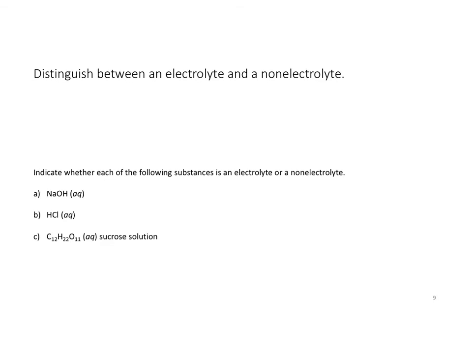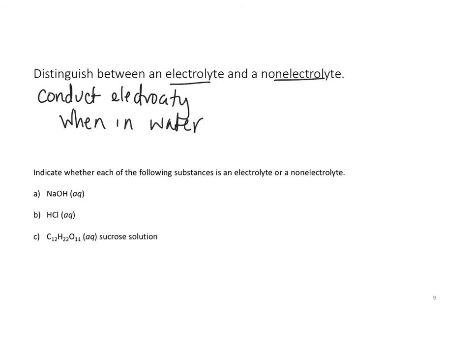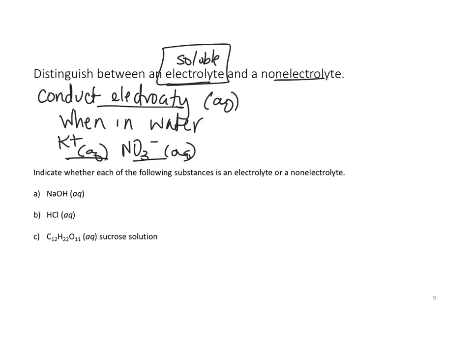Distinguish between an electrolyte and a non-electrolyte. You will have to classify compounds as electrolytes and non-electrolytes. Electrolytes conduct electricity when in water. So the way electricity conducts in water is if you break up things into ions. So potassium nitrate in water will conduct electricity. In fact, your fingertips have ions in them, and that's how they work with the electronic screen to conduct electricity. So if something breaks up into its ions, that means it's aqueous. So if they're soluble in aqueous, then it's going to be an electrolyte.